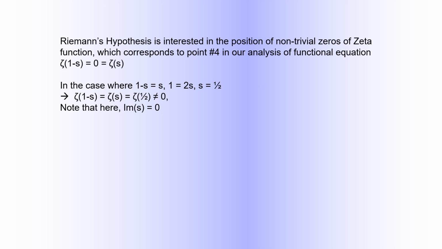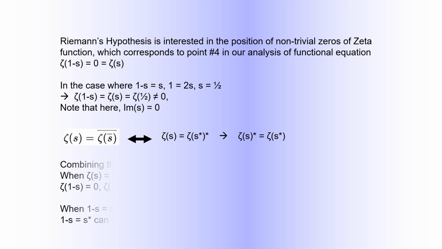Zeta of 1 minus s equals 0 when zeta of s equals 0, in the case where 1 minus s equals s equals a half. But it turns out that zeta of a half is not 0. It has been established that zeta of s equals the conjugate of zeta of the conjugate of s. In other words, the conjugate of zeta of s equals zeta of the conjugate of s.